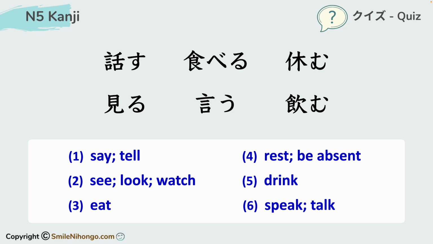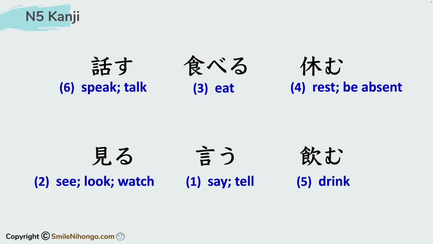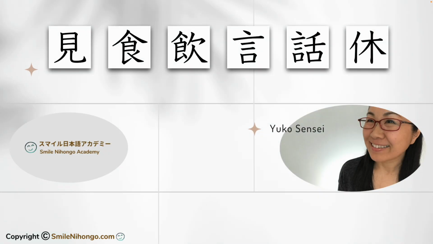では、最後のクイズです。Okay, here's the last quiz for you. This time, I listed the verbs in plain form. Can you read these verbs and choose the meaning for each verb? Please pause the video here and take as much time as you need. では、答えです。Okay, here are the answers. 話す、食べる、休む、見る、言う、飲む。I hope you now feel more comfortable reading these kanji for Japanese verbs.